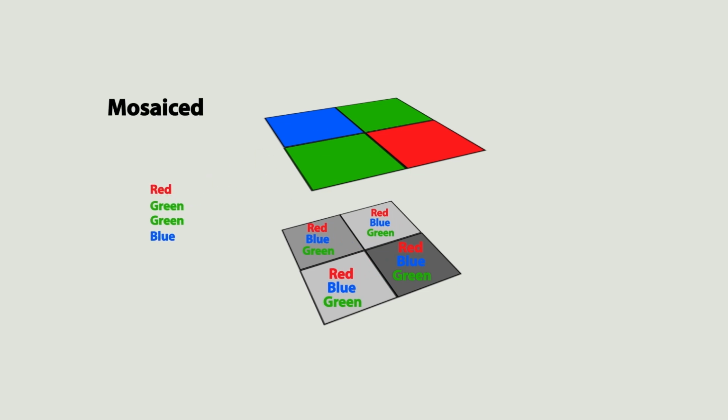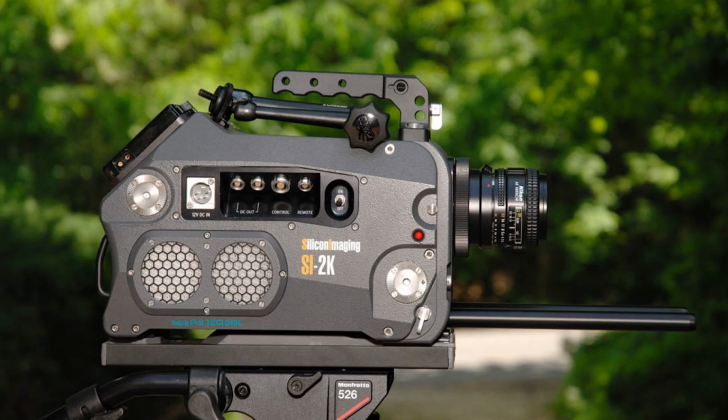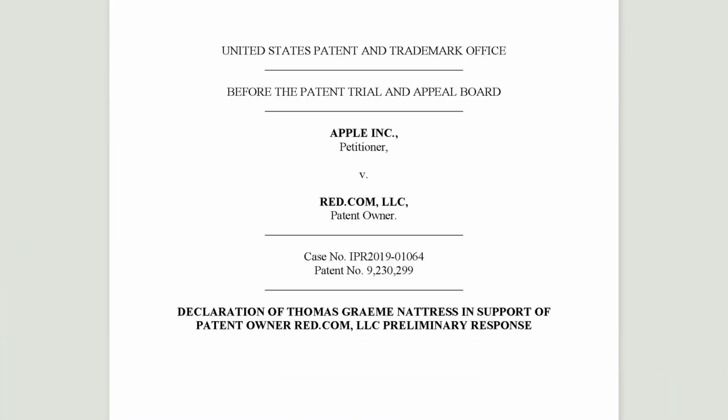If recorded in mosaic RAW, you only have to deal with red, green, green and blue, whereas after demosaicing, you will need to deal with 3 to 4 times the data size. This functionality gave birth to the CineForm RAW codec, developed before 2005, that went into the SI-2K camera. Though the declaration of Thomas Graham Nattrass doesn't mention any of these.